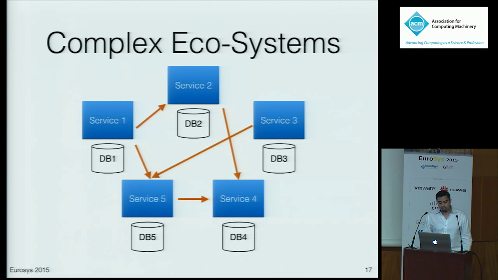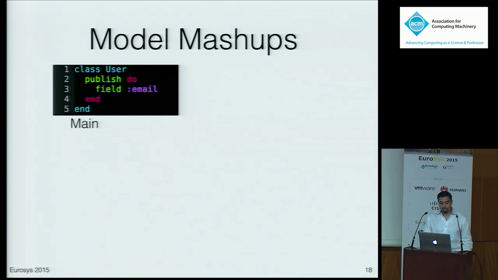And even though the Synapse API is very simple, with just two keywords, publish and subscribe, one can construct complex ecosystems of services. And I will show two examples. The first example is how to do data model mashups. Suppose you have the main application publishing a user model.